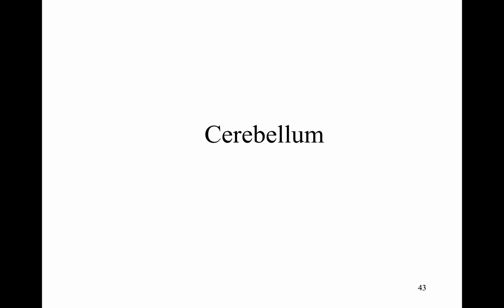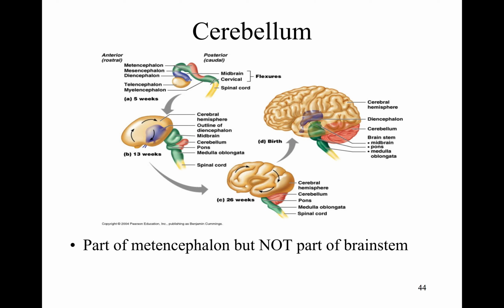The last brain structure we have to cover is the cerebellum. The cerebellum arises from the secondary brain vesicle, the metencephalon. However, the cerebellum is not a part of the brainstem. The pons also arises from the metencephalon. However, the cerebellum is not going to be a part of that brainstem. The brainstem is exclusively the midbrain, the pons, and the medulla.